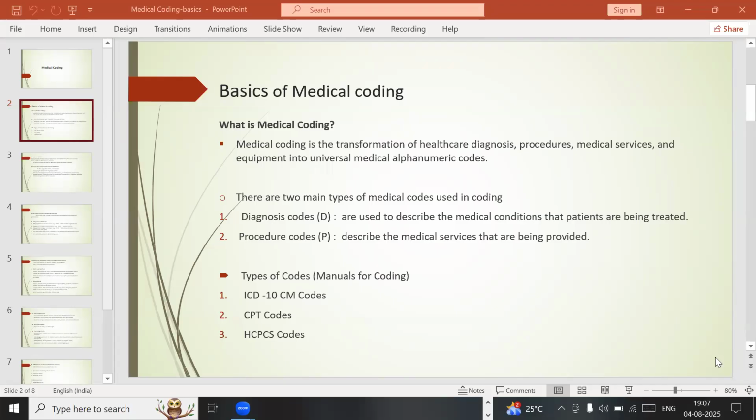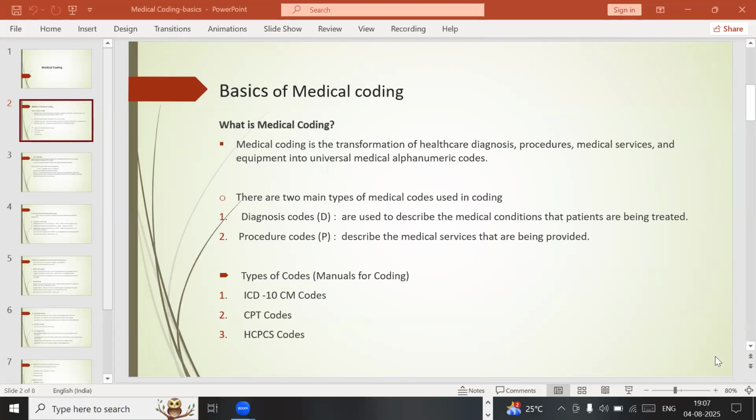So what is the main reason for reporting these diagnoses, procedures, medical services, and equipment as alphanumeric codes? It is in order to get reimbursement from the insurance companies. As US people have health insurance policies, whatever services they receive from the doctors, whether a diagnosis service or a procedure service, their respective insurance companies pay reimbursement to the doctors or hospitals.